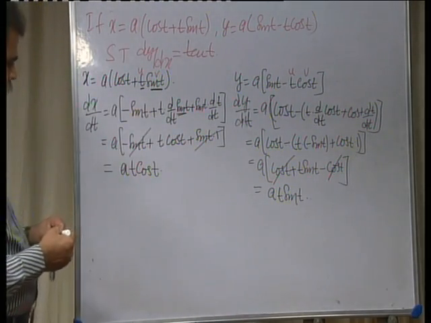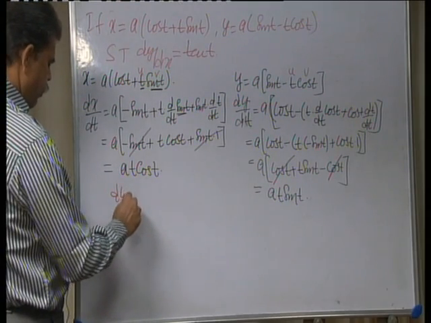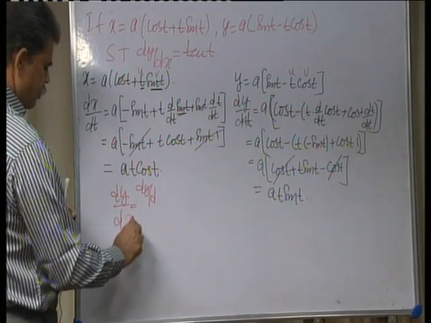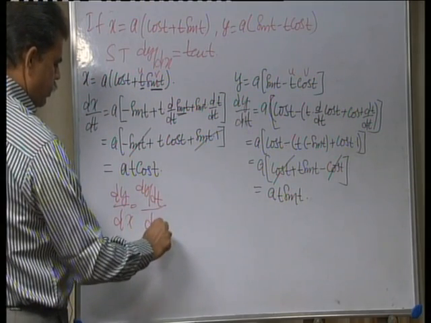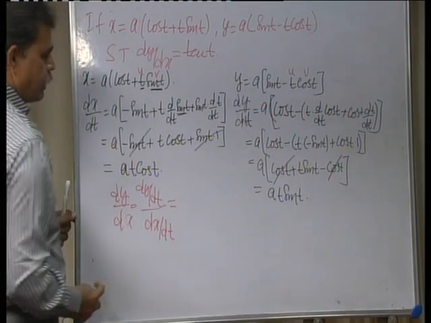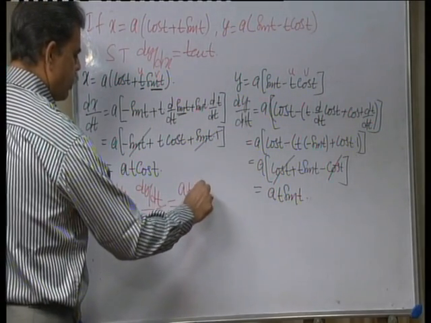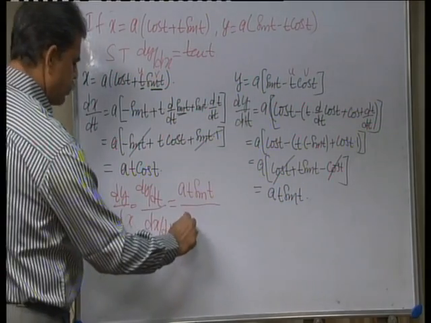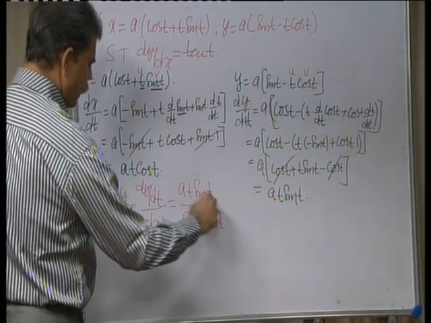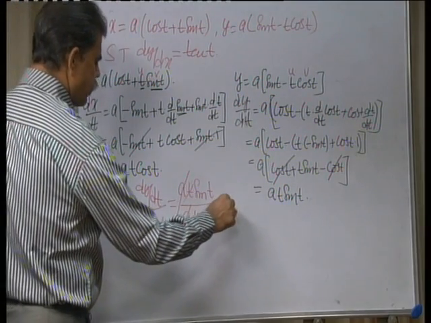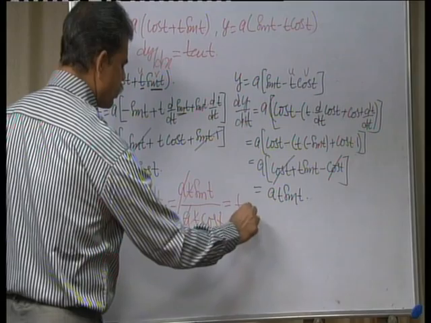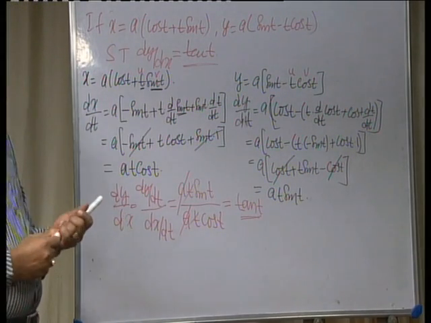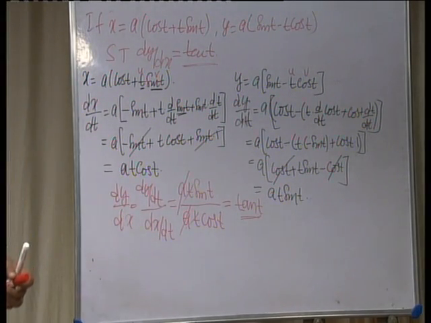Using this we can write dy by dx is equal to dy by dt divided by dx by dt. dy by dt is a into t into sin t, divided by dx by dt, which is a into t into cos t. The a cancels, t cancels. Sin t by cos t is what? It is tan t. We got the same answer. This is the derivative of the parametric function.